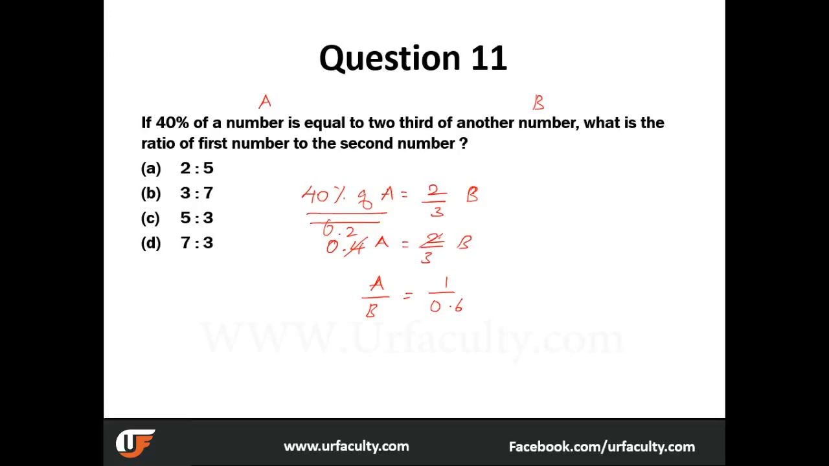Now let's look at the answer. Is there any ratio that is similar to this? We don't see anything. So what do we do? I multiply 10 in the numerator and 10 in the denominator because it is 0.6. And what do we get? We get 10 by 6. And 10 by 6 is what? 5 by 3. So 5:3 is the answer.